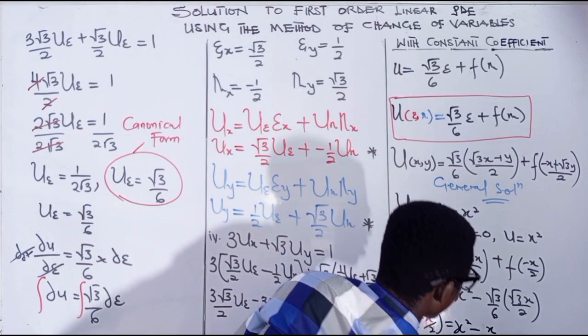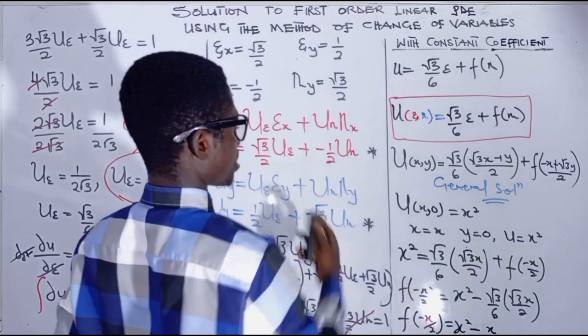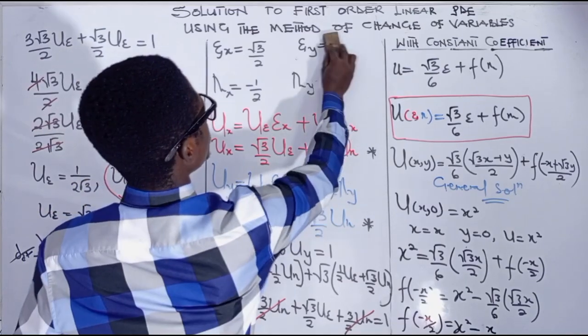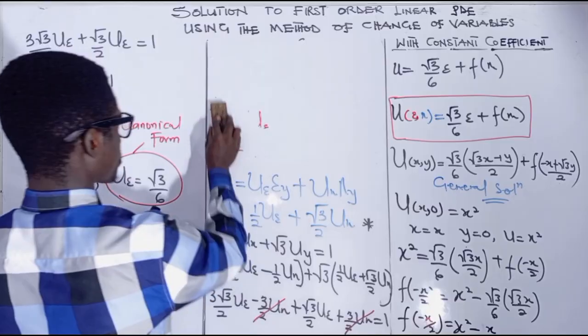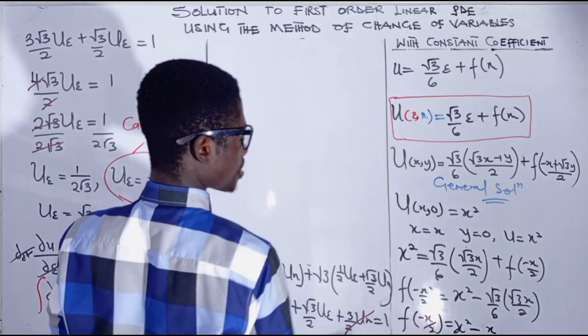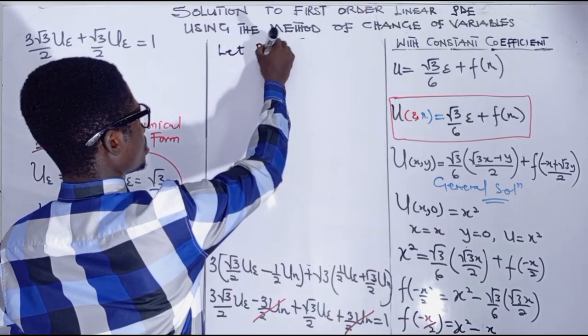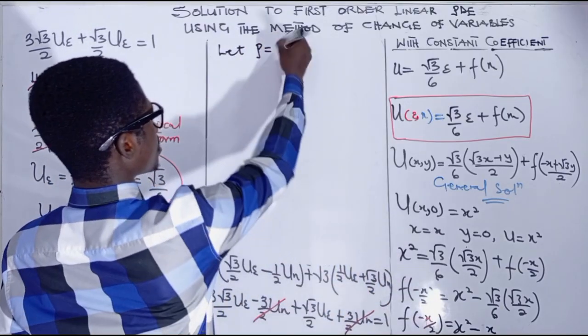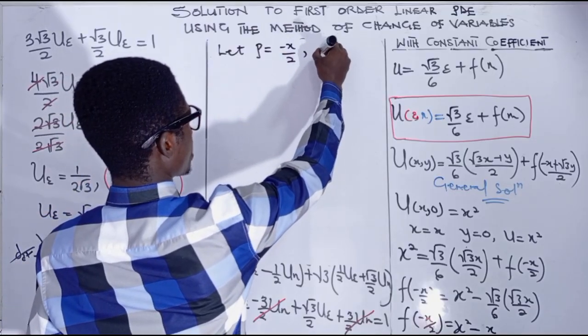X all over 4. Very, very easy and simple. So let's continue from this side. From here, we are going to let any variable at all. Let's say the variable p represents what is in the function. So we have minus x all over 2. Then from here, we make x the subject.